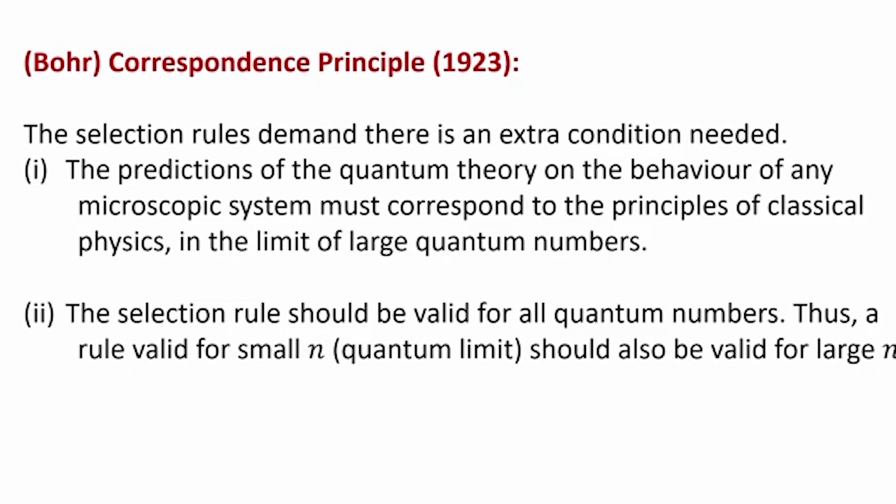It says that the predictions of the quantum theory on the behavior of any microscopic system must correspond to the principles of classical physics in the limit of large quantum numbers. We will elaborate on that in a moment. The selection rule should be valid for all quantum numbers, and thus a rule valid for small n, which we call the quantum limit, should also be valid for large n, which we call the classical limit. That is an important thing.